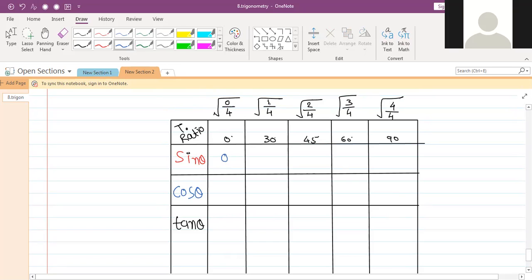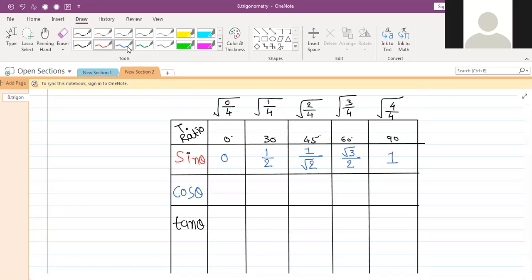Can you tell me what is the value of square root of 1 upon 4? Sir, it will be 1 by 2. Yes, it is 1 upon 2, correct. Similarly, 2 by 4 is given, so 2 by 4, that is 1 by 2, and square root of 1 by 2, that is 1 upon root 2. Similarly here, square root of 3, that means root 3, and square root of 4, that is 2. So we get here root 3 by 2. And 4 upon 4, that is 1, so square root of 1 is 1. So here you can see that sine 0 is 0, sine 30 is 1 upon 2, sine 45 is 1 upon root 2, sine 60 is root 3 by 2, and sine 90 is 1.